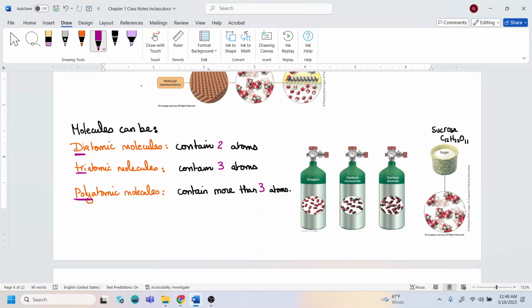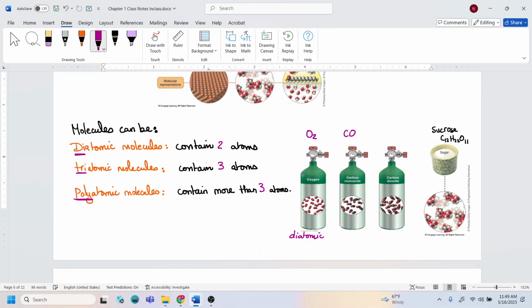than three atoms. Here we have an example of three gas cylinders, and they contain three different types of gases. Oxygen does not exist in its elemental form, which is just O. When we say oxygen, it is a gas, so oxygen is two O's. So it's a diatomic molecule, made up of two O's. It is a molecule because it is O2.